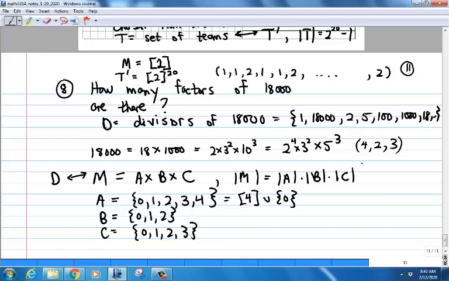All right, but A, of course, is what? 5, and the cardinality of B is 3, and the cardinality of C is 4. So there we have it. It looks like there are, what's that number? 60? 4 times 15? So I think there are 60 divisors of 18,000.